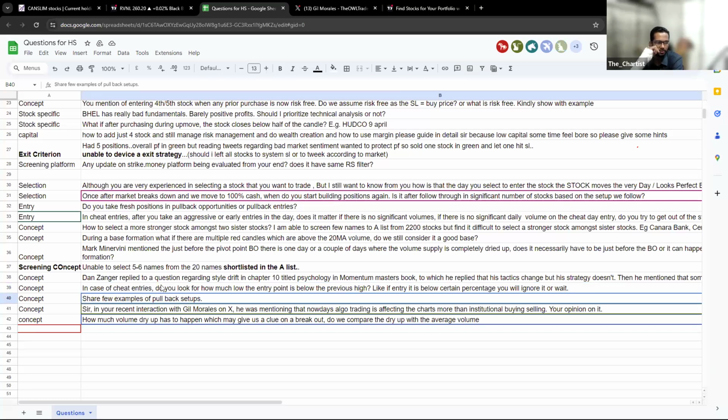Here are a few examples of pullback setups. You bring up the examples, sir, now, in your recent interaction.